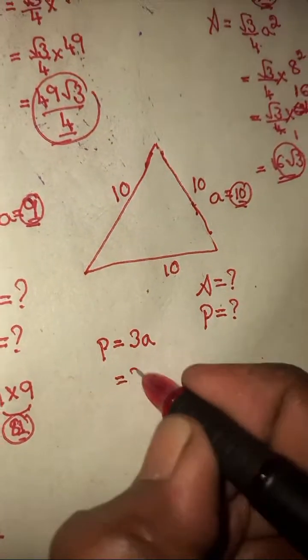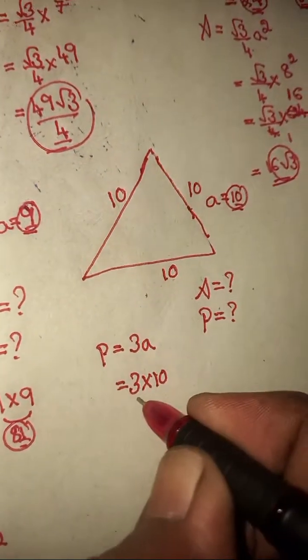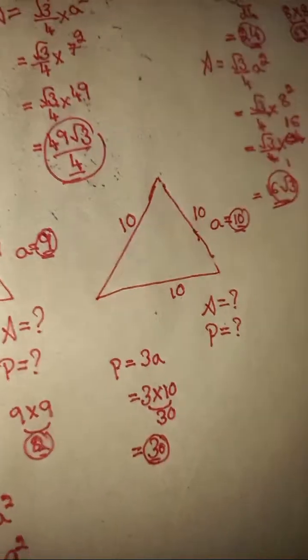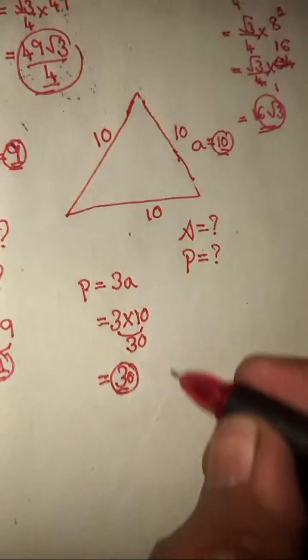3a means 3 times of 10 units. 3 times of 10 is 30. So 30 units is the perimeter. Now let's find out the area.